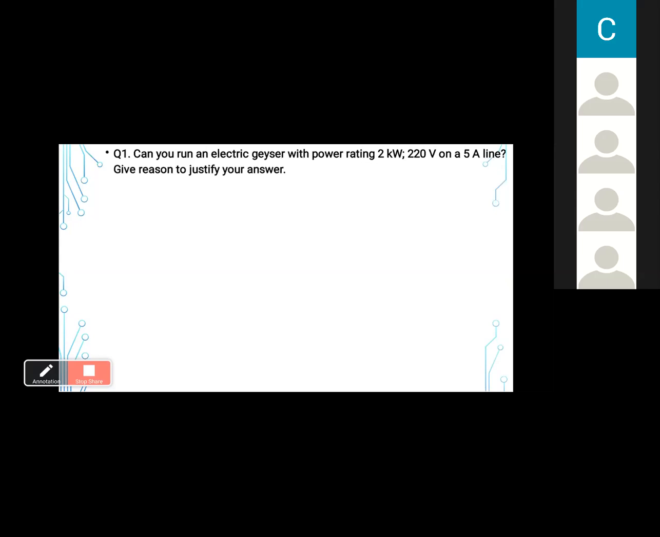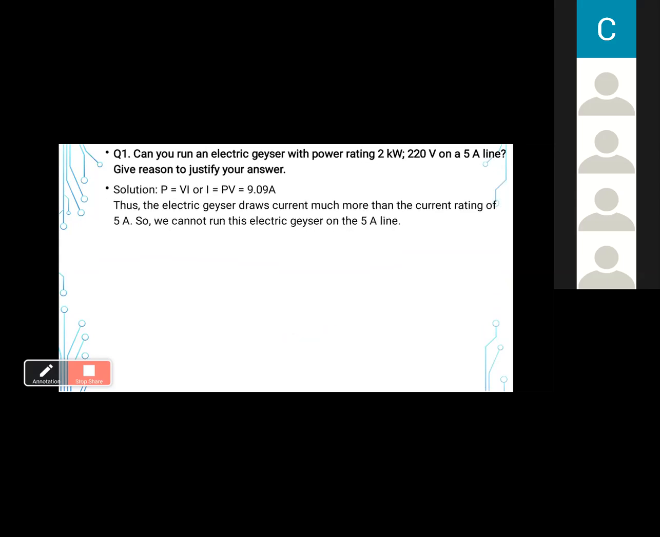So, can I run that electric geyser on that wire of 5 ampere line? This is the question. What we have to do is find the current drawn by the electric geyser. We have to divide the power by the voltage and see how much current is required to run that appliance. And if that current is more than 5 ampere, then we can't run the geyser.